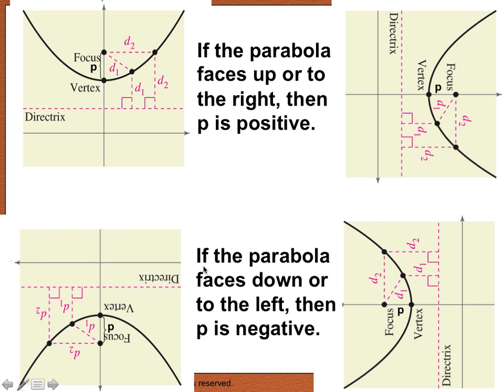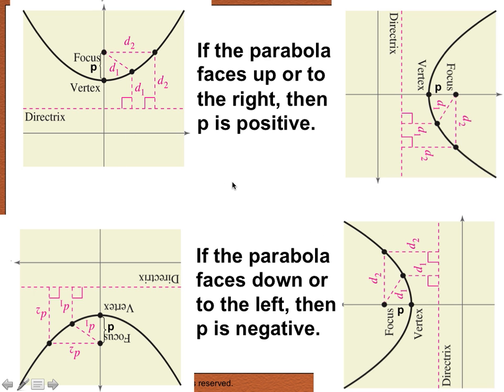Okay, so we can see I have 4 different parabolas here. In the upper left, I have an upward facing parabola. In the upper right here, I have a right facing parabola. In the lower left, I have a downward facing parabola, and in the lower right, I have a left facing parabola.